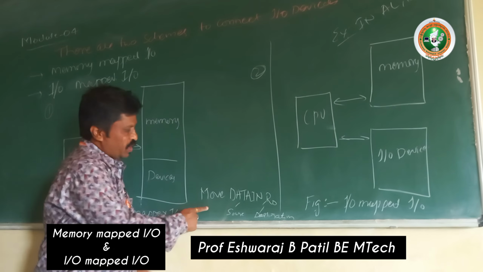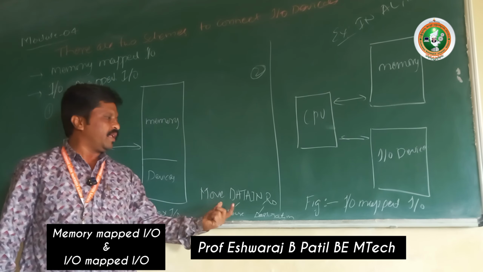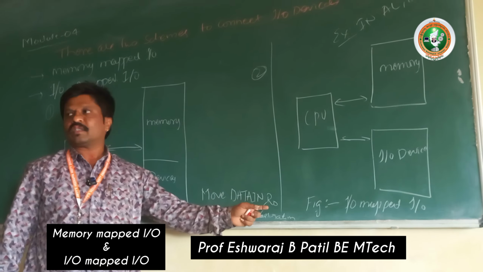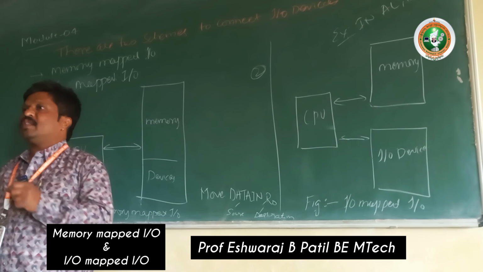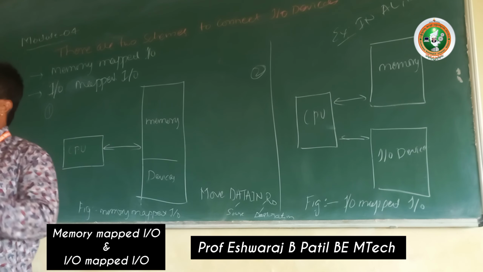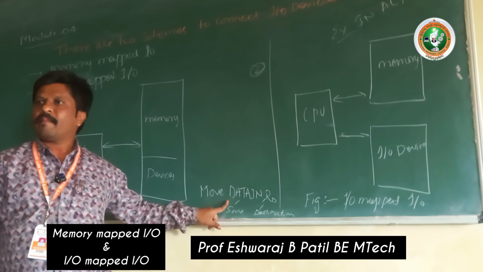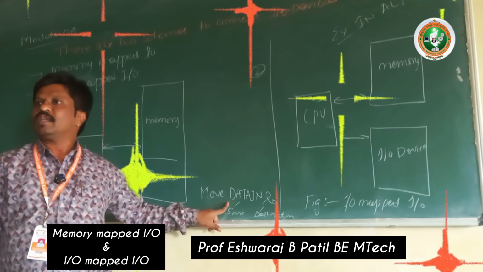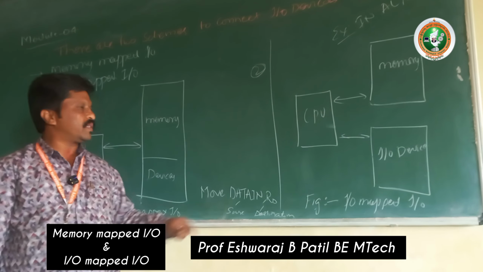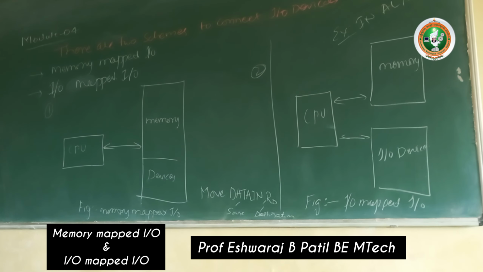The move instruction is used to copy the contents of the data in register to the register R0. R0 is one of the registers present in the processor, the processor register. Data in is the source register, because it is the input device.